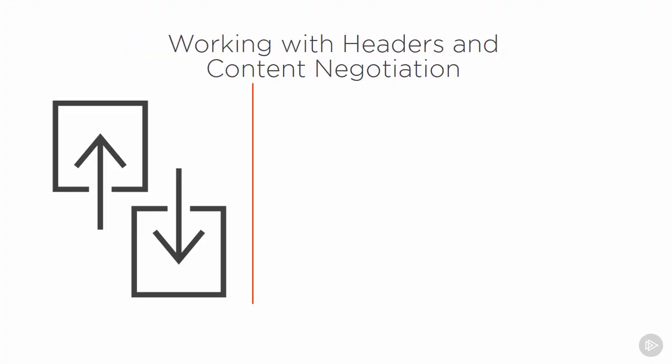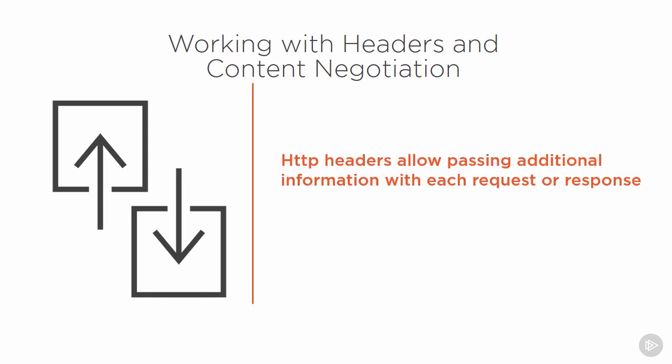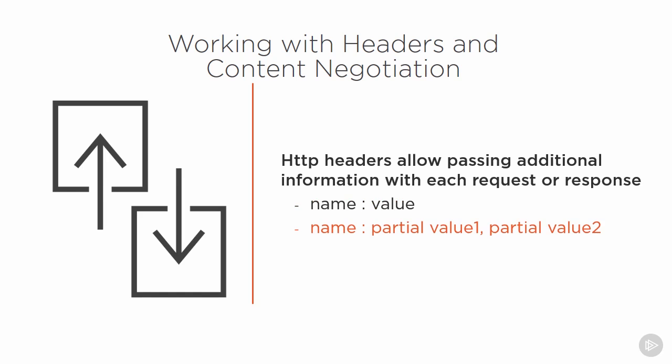When we checked out my website with Chrome's DevTools in the previous module, we saw that the request sent by the browser contained a set of headers. And so did the response sent back from the server. These HTTP headers allow passing additional information with each request or response. Such a header consists of the header name, which is case insensitive, followed by a colon and then by its value. If multiple values, or strictly speaking parts of a value, can be set, use a comma to separate them.